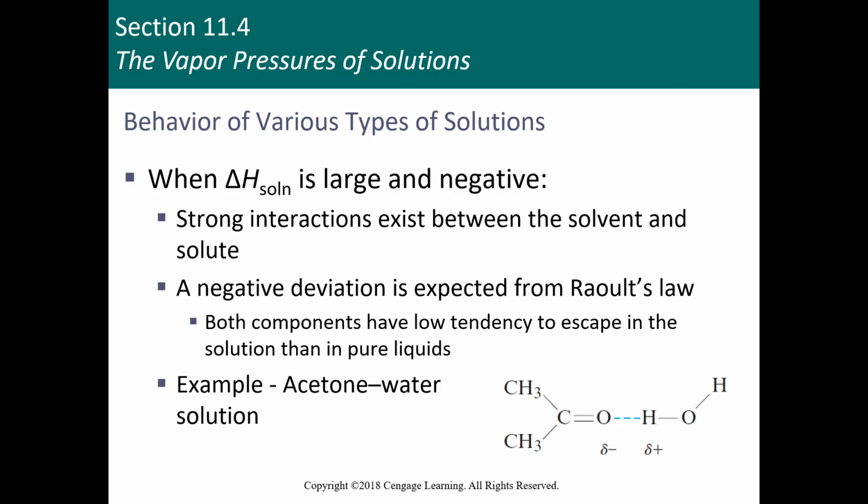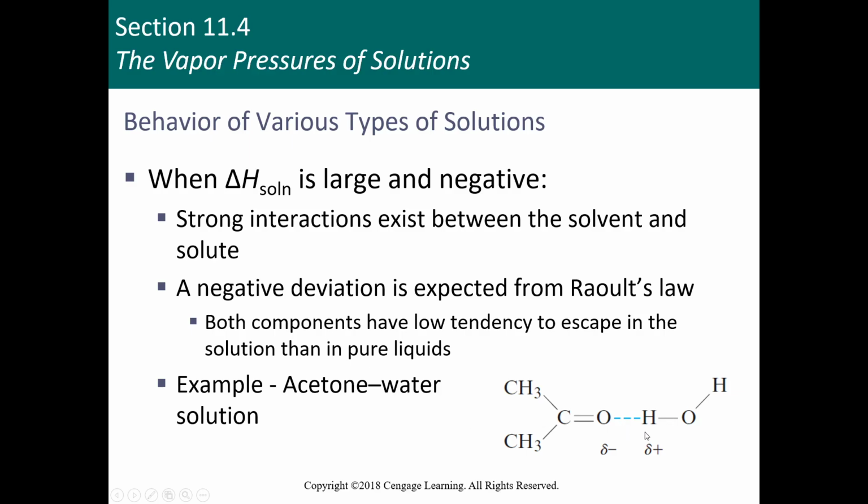So when delta H solution is large and negative, this means that strong interactions exist between the solvent and the solute. This is going to give you a negative deviation from Raoult's law. So both components will have a lower tendency to escape in the solution than in pure liquids. What that means is that when you have very large interactions, you're going to have a harder time getting them to escape to the gas. And so you will have a negative deviation.